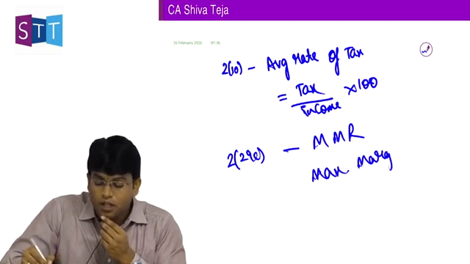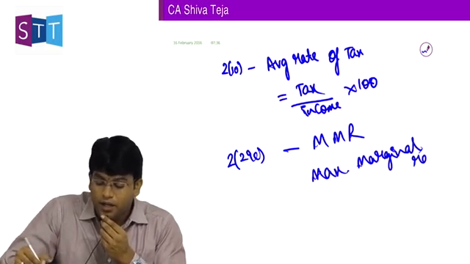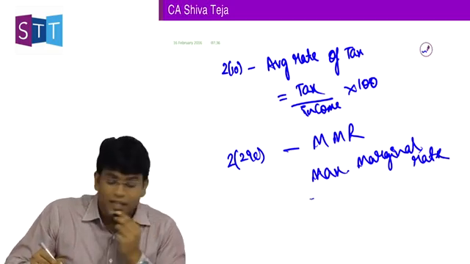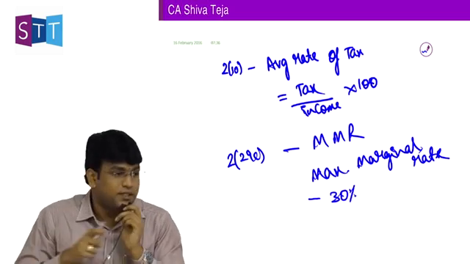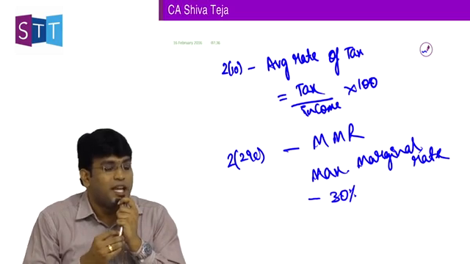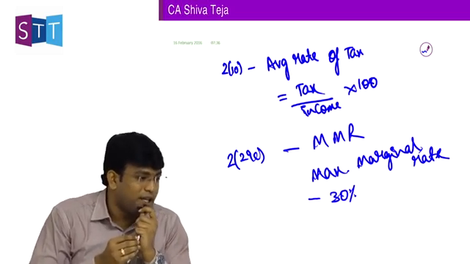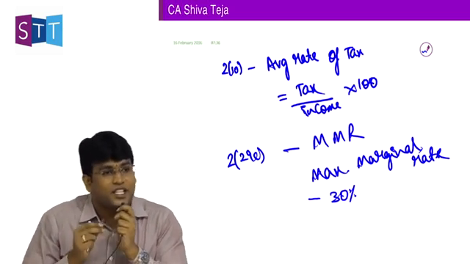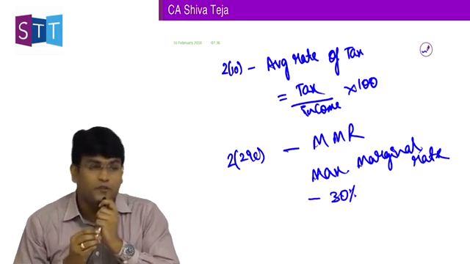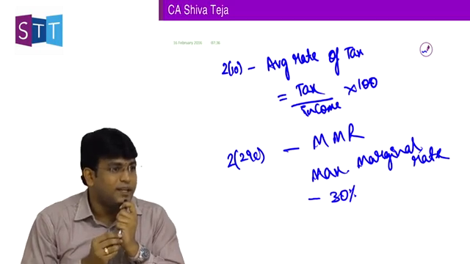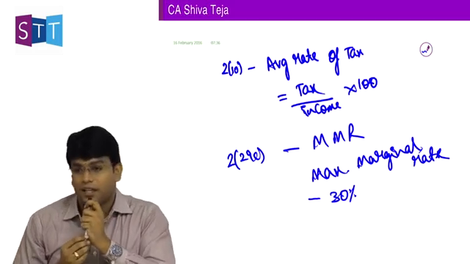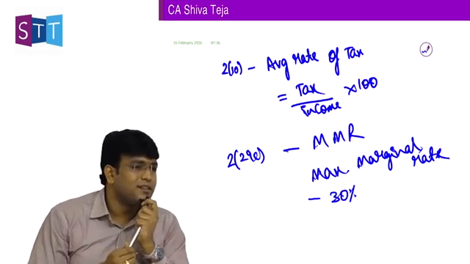Maximum marginal rate means the highest rate of income tax. Normally the highest rate of income tax we have is 30%. I do agree, a student is telling, sir, we have 40%. But that 40% is a special case only for foreign companies. But normally for Indians and others, what is the highest rate? 30%. So we always regard the highest rate as 30%. Of course, we do have surcharge if the limit is crossed, and we always have education cess, but the basic rate is 30%. Makes sense, guys?